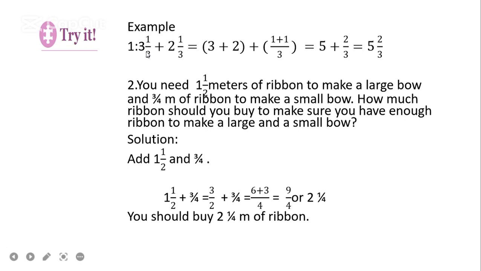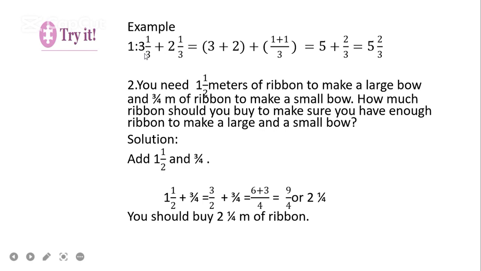For example, if you have 3 and 1/3 plus 2 and 1/3, you need to add separately the whole numbers and then the fractional parts. Make sure that your fractional parts can be added directly if they are already in similar fraction form. If they are not yet similar fractions, you need to get their LCD as well. The same goes when you subtract mixed numbers.